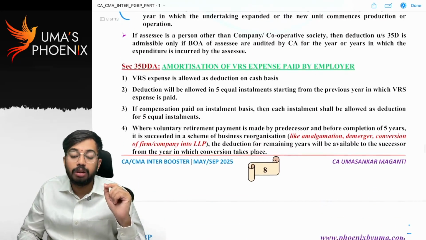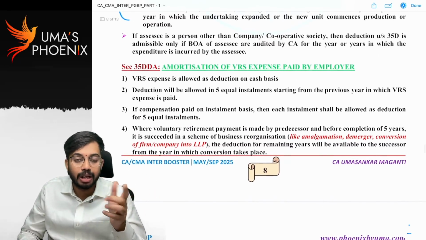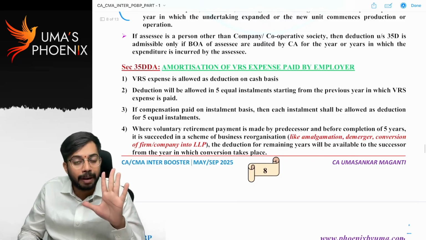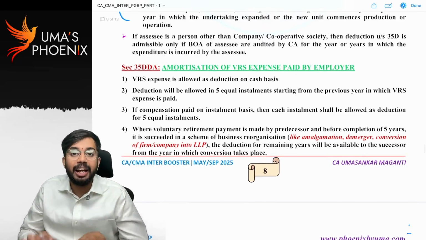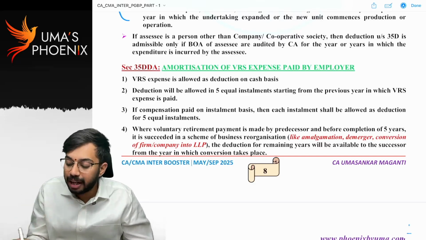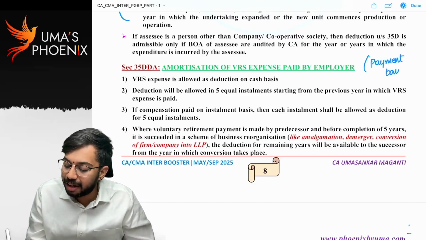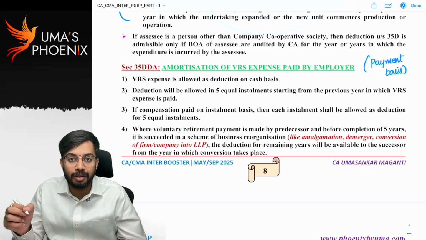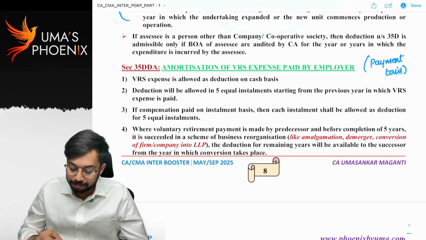Now, total VRS compensation is not allowed as expenditure in a single go. VRS compensation expenditure is allowed as deduction over a period of 5 years in 5 equal installments, starting from the year in which VRS compensation was actually paid. That means what? VRS compensation expenditure is allowed as deduction on payment basis. Whenever VRS compensation is paid, from that year onwards, VRS compensation is allowed as deduction over a period of 5 years in 5 equal installments.